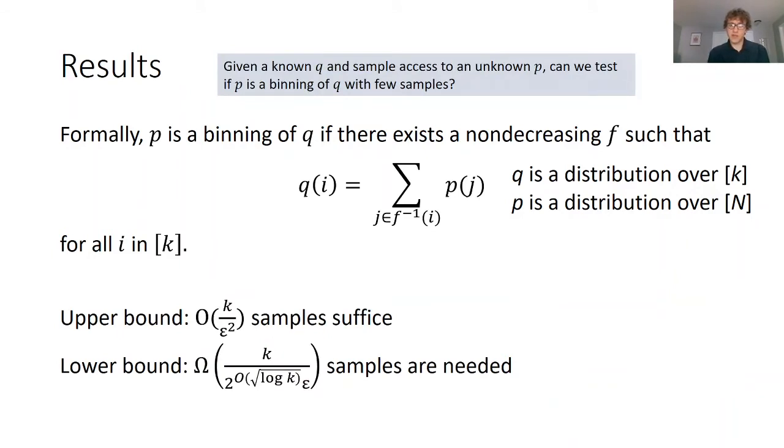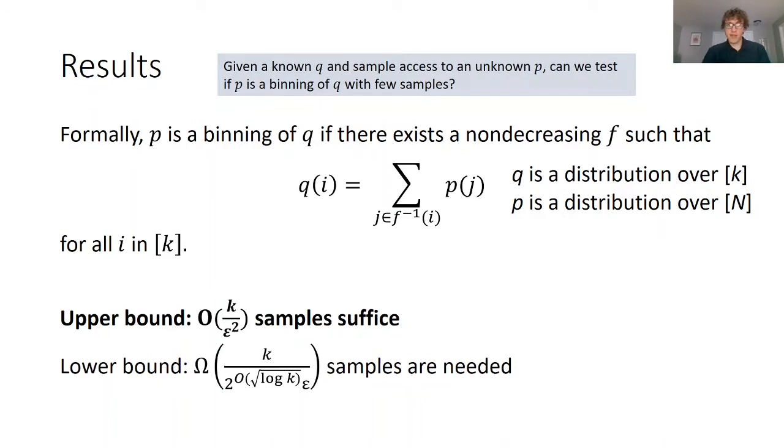For the upper bound, k over epsilon squared samples suffice, which is completely independent of capital N. And the lower bound is close. It's essentially k over epsilon. It's not quite all the way there. There's a small factor of k in the denominator as well. So we're going to spend the rest of our time here talking about these two bounds. The upper bound will take quite a bit less time than the lower bound, and so we'll start with that one.